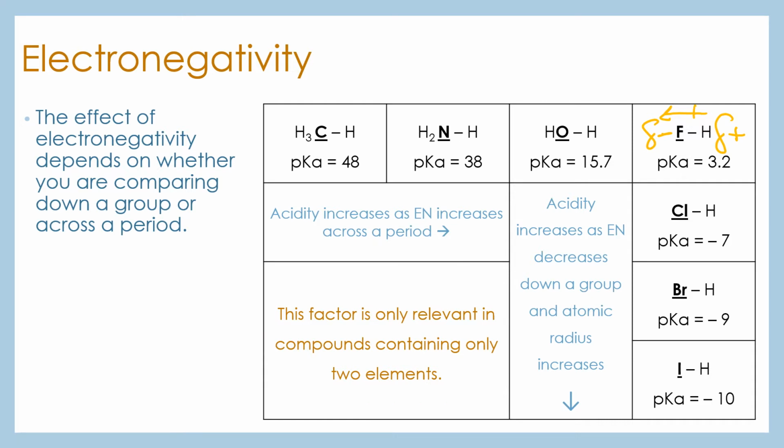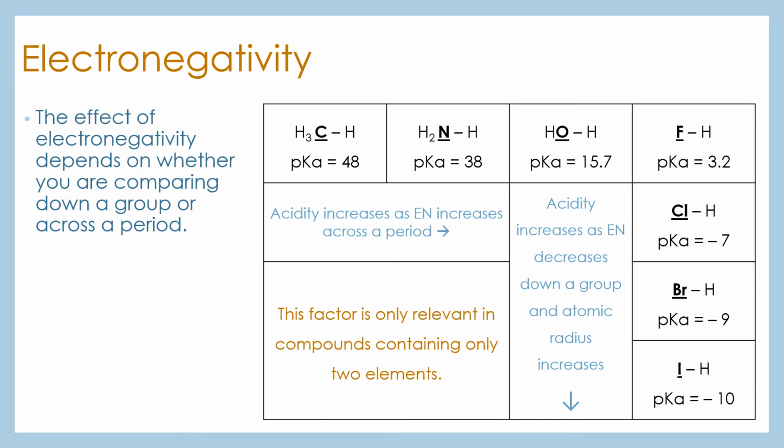Now, what about this is misleading? Because so far, we're following our trend. Well, acidity increases down a group as atomic radius increases. And that's the part that's confusing for people. Now, the way that I keep this straight in my head is that I remember that hydrofluoric acid is a weak acid and hydroiodic acid is a strong acid. So in order for that to work, acidity must be increasing down the group.